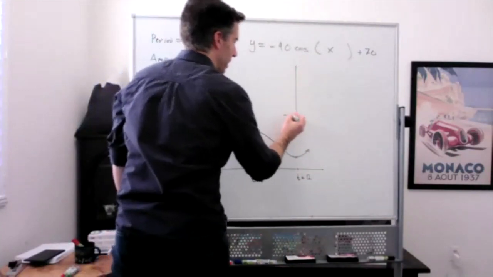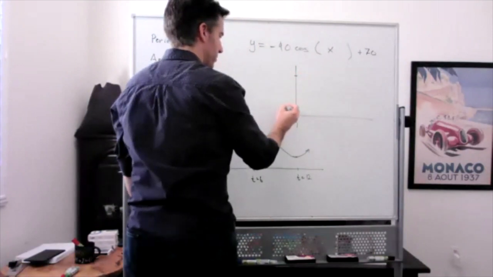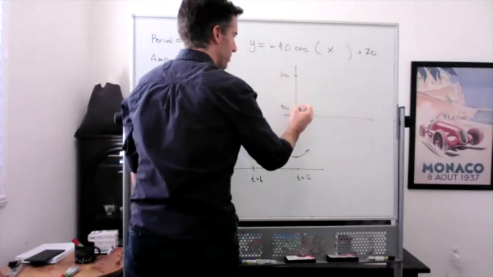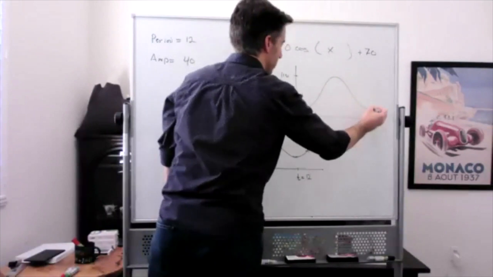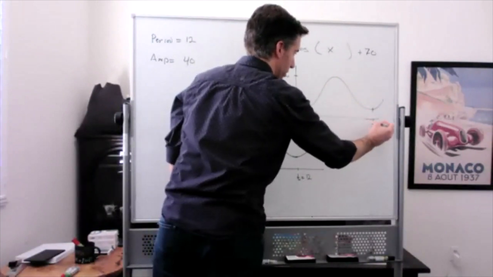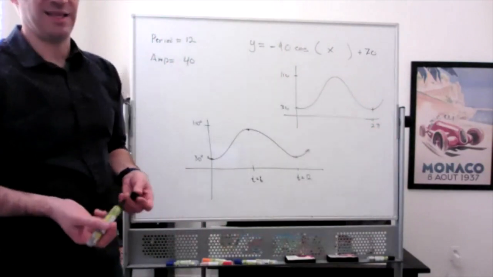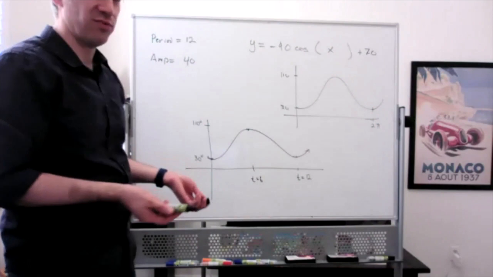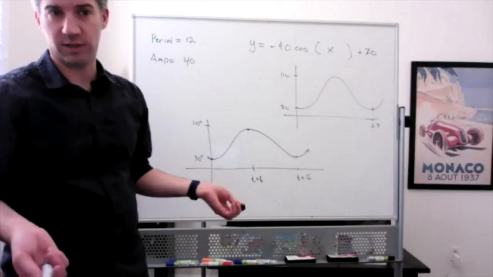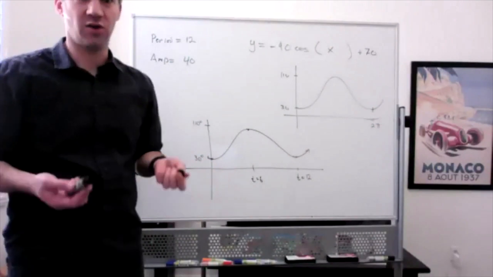The only thing is that my period isn't quite right. This is going to look like this, but the normal period for a trig function is 2 pi. Now, that's definitely not what we want here, right? We don't want 2 pi months, or about 6.2 months. We want 12 months. So how do we change our period?